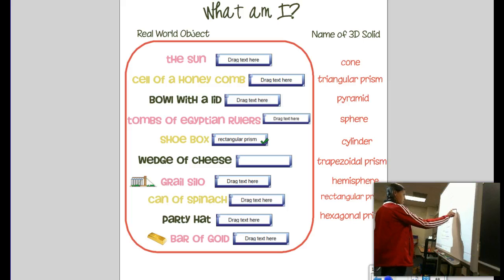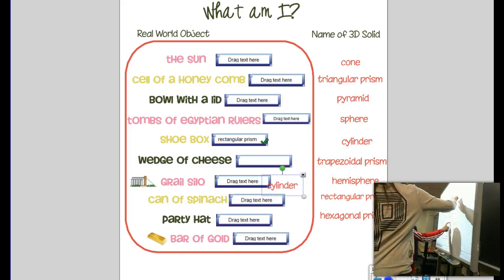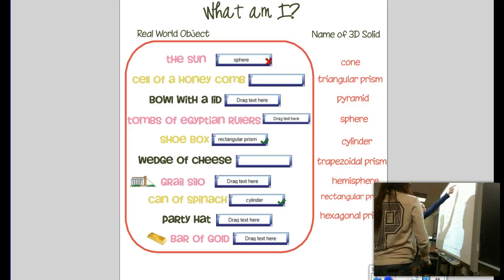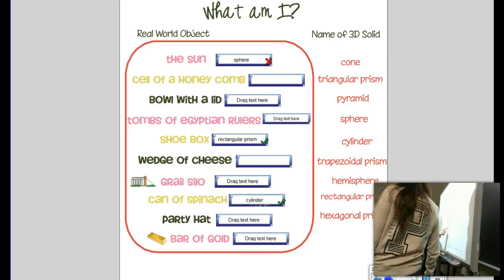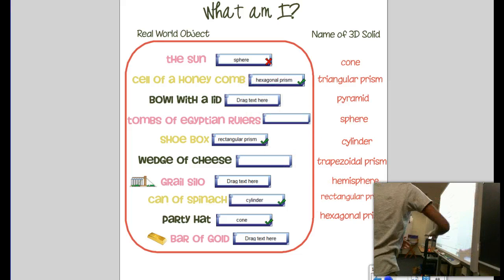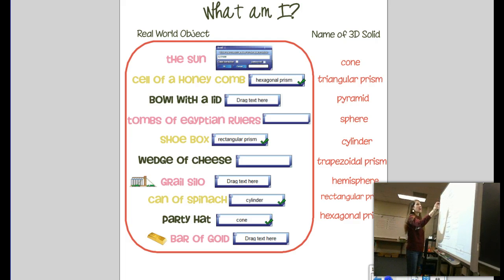A shoebox is a rectangular prism. Very good. A can of spinach is a cylinder. Very good. The sun is a sphere. I don't know why it said X. I'll have to see if I spelled it wrong. A party hat is a cone. Sure is. Hexagonal prism is a cell of a honeycomb. Very nice. What did I type for the sun? You put cylinder? I guess I copied and pasted that one. Sphere is correct for that.